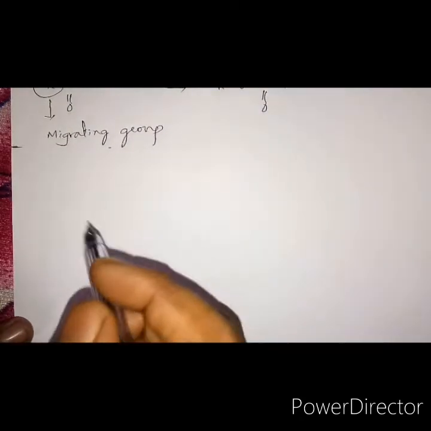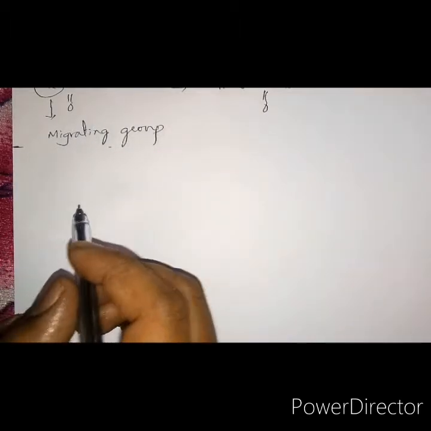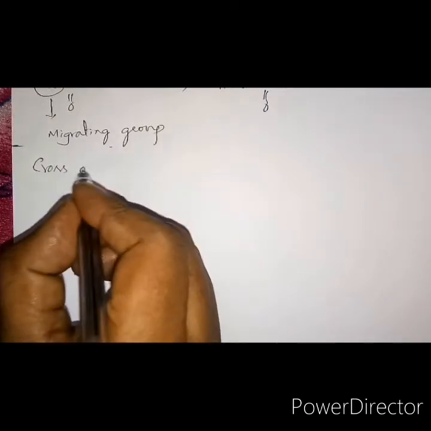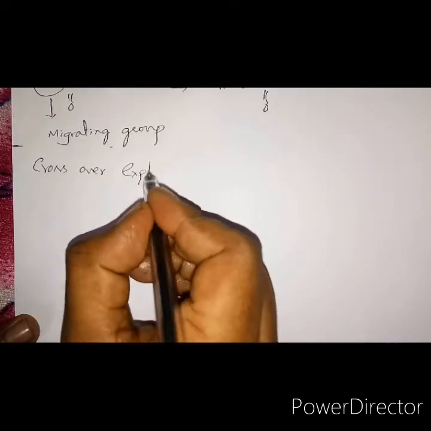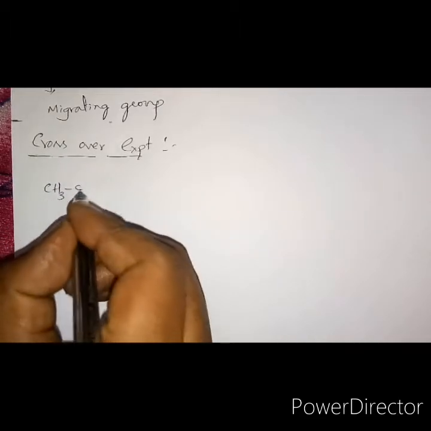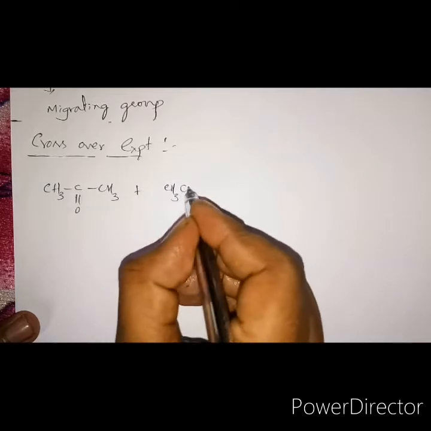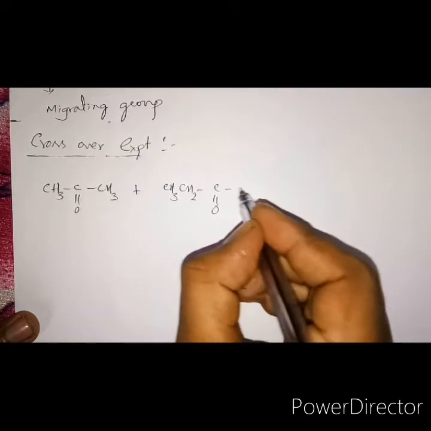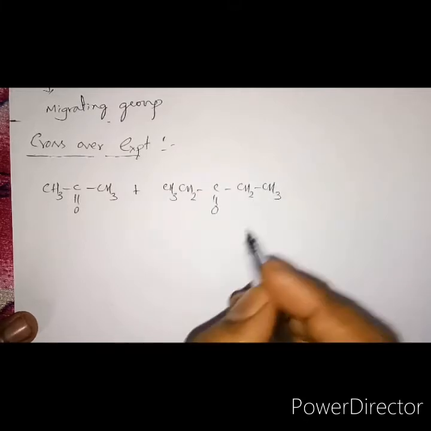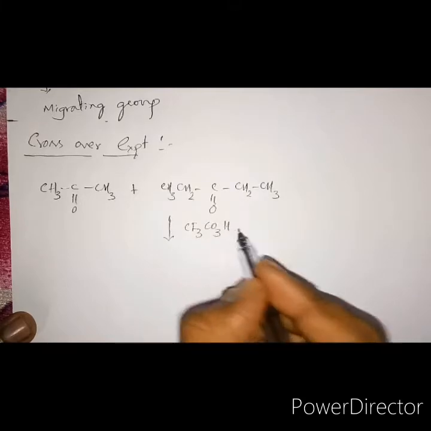rearrangement. So how can we prove this? In order to decide whether it is an intra or intermolecular rearrangement, we can go for a crossover experiment. In this experiment, we can take two different types of ketones. One is acetone, another is 3-pentanone, and we are subjecting them to a Baeyer-Villiger oxidation.